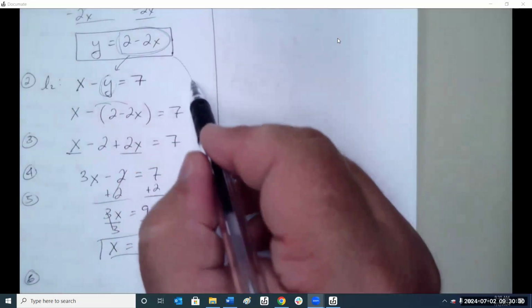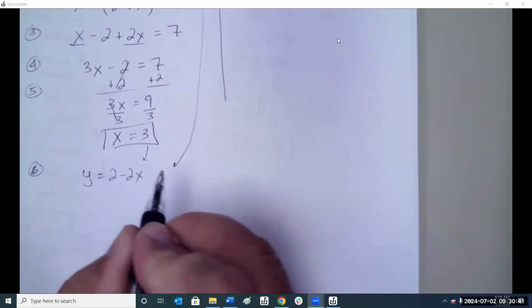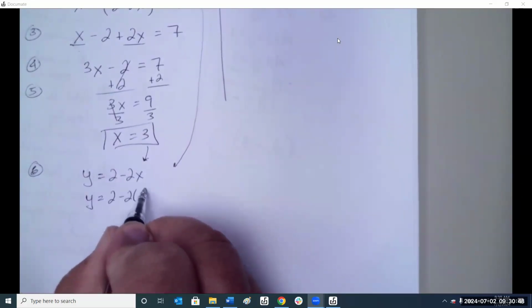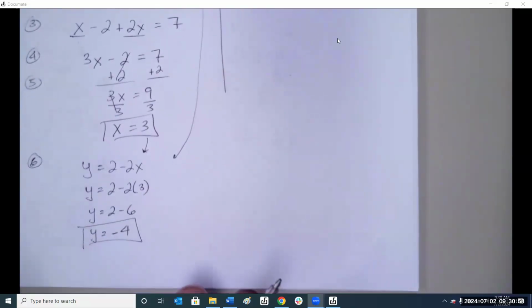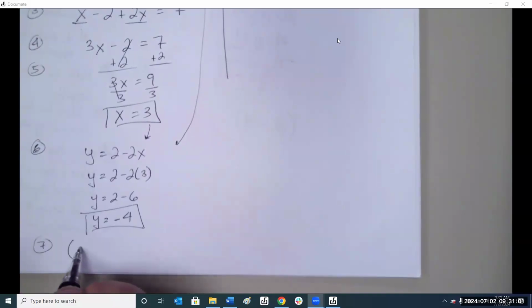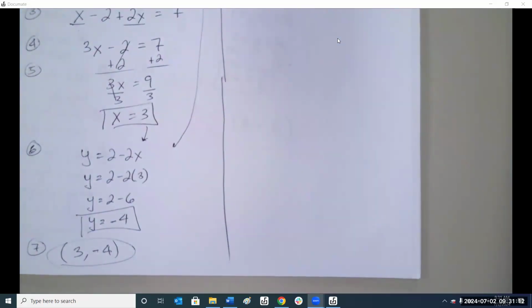I take my first equation that I found, and then this variable. So I get y equals 2 minus 2x. And anywhere I see an x, I put a 3. 2 minus 2 times 3. 2 minus 6 is negative 4. So my solution is at 3, negative 4. That's the substitution method.